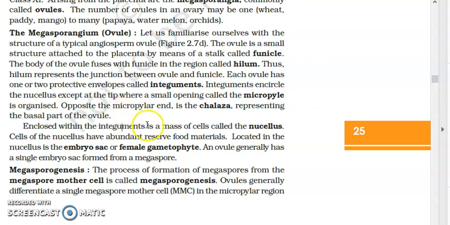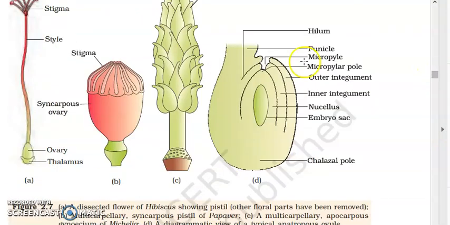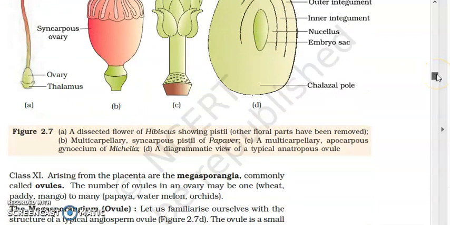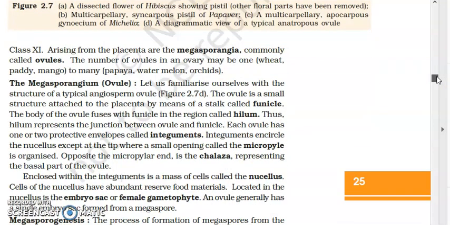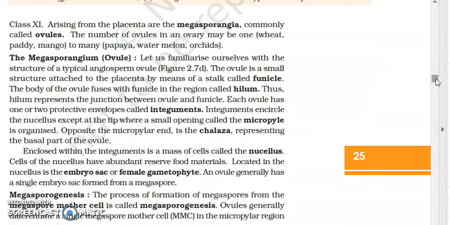So enclosed within the integuments, you see a dense tissue called the nucellus, right? Please, I request you not to confuse nucellus with nucleus ever. Nucleus is a cell organelle, remember. Nucellus is the dense mass of cells, and these cells carry a lot of reserve food materials so that this entire process of female gametophyte development can be supported inside of the megasporangium, right?